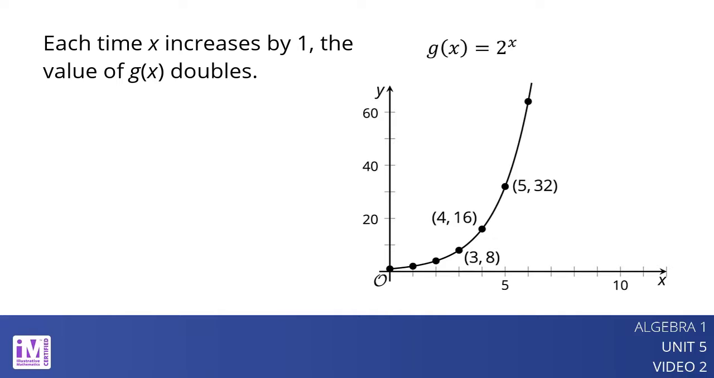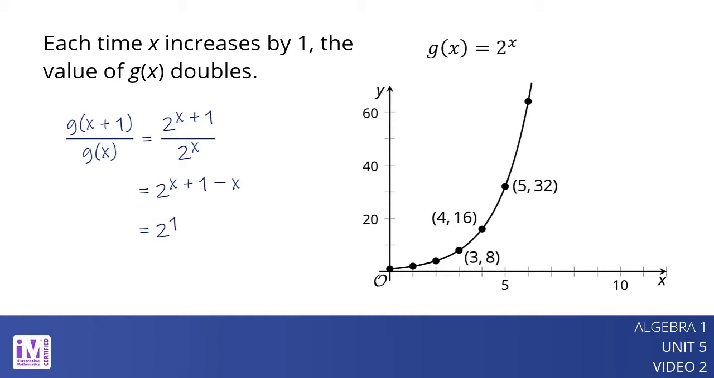The value of g of x when x increases by 1, or g of x plus 1, equals 2 to the x plus 1. Dividing g of x plus 1 by g of x, we have 2 to the x plus 1 divided by 2 to the x, which is 2 to the x plus 1 minus x, or 2 to the 1, which is 2.